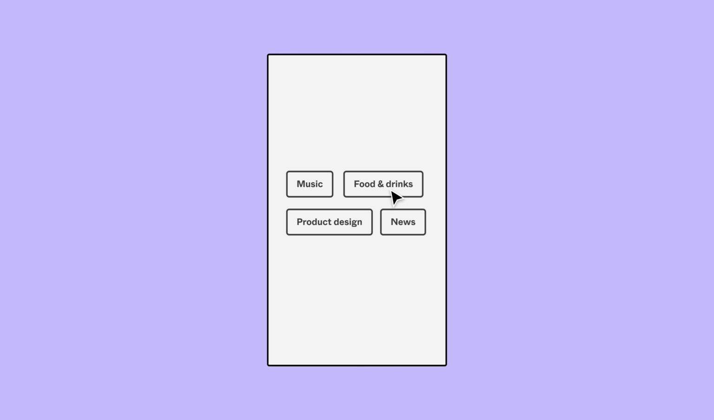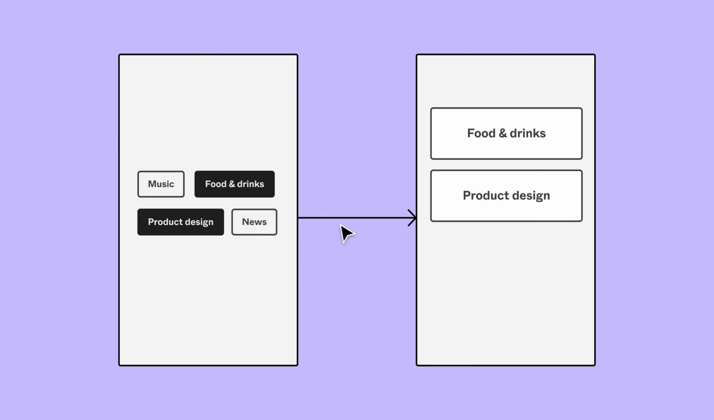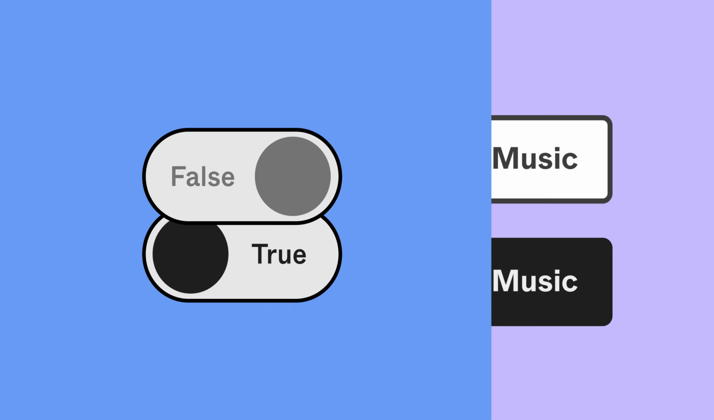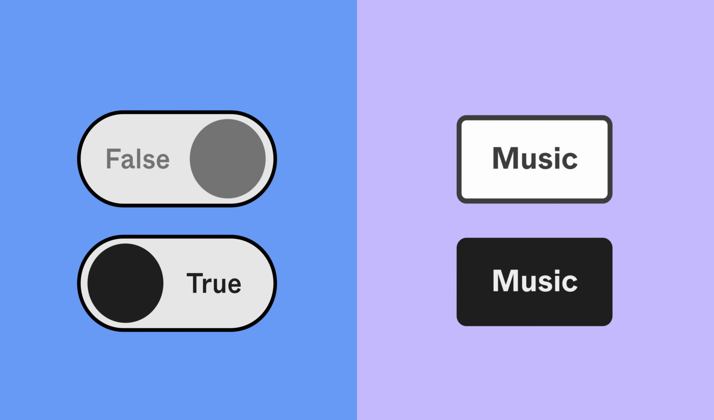How can we store information about the selected state of each of these topics so that we can display that information on our next frame? This is where variables come in. Boolean variables are variables that have a true or false value. Because our variants also have true and false values, we can assign a Boolean variable to each instance.